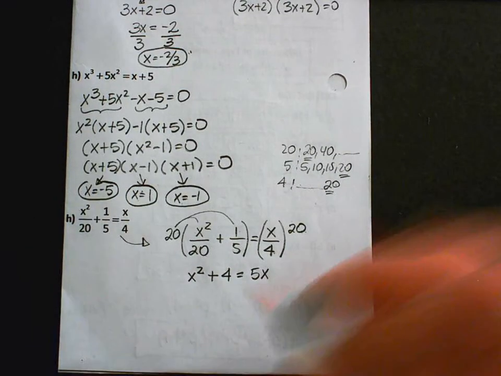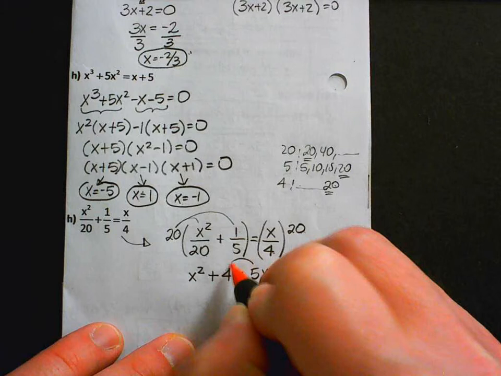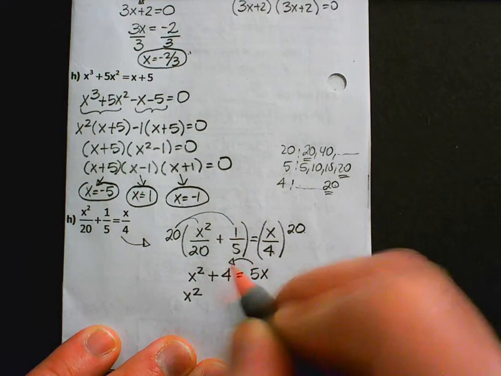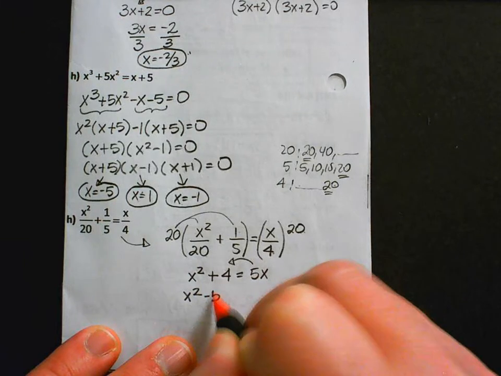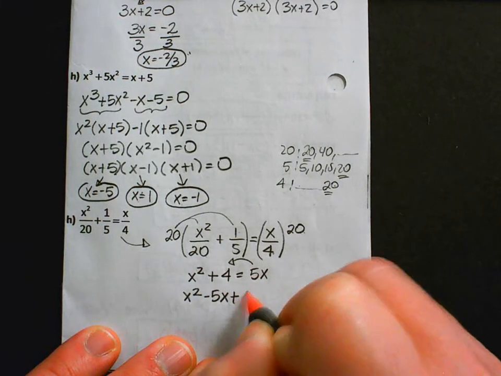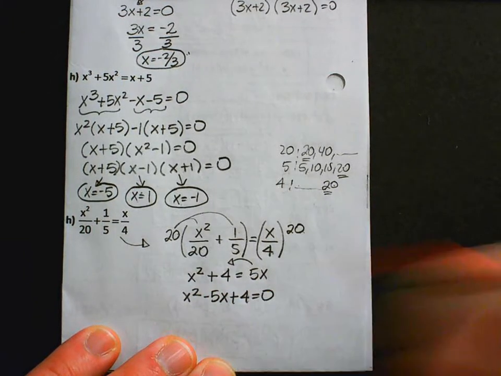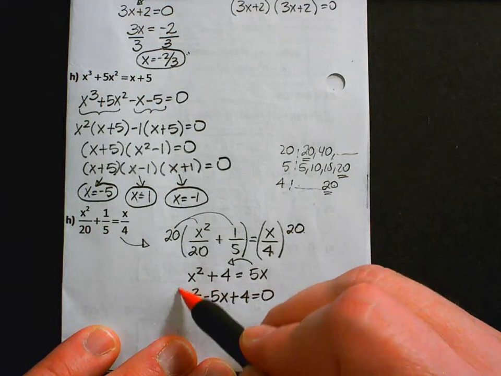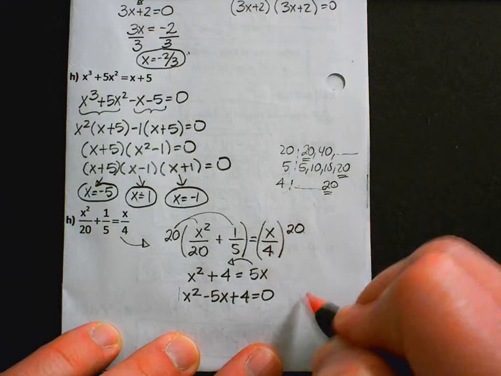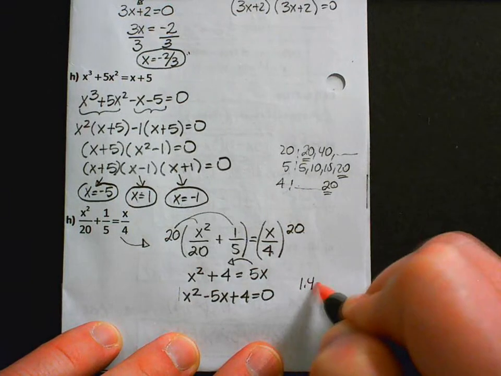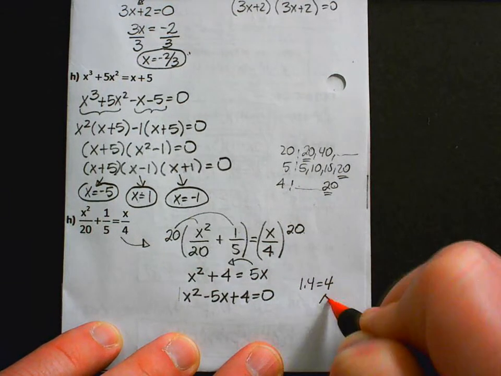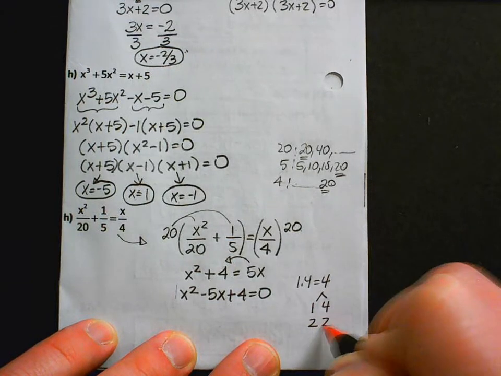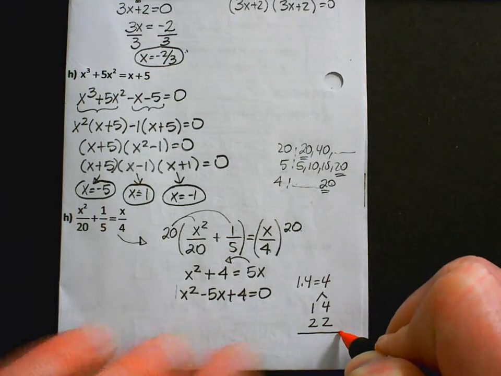All I have now is a very simple equation where I just need to get the 0 on one side. So I'm going to move the 5x to the other side. And the 5x should go in the middle, so it'll be x squared minus 5x plus 4. And then I need to factor. So how do I factor? There's an invisible 1. 1 times 4 is 4. What numbers give me 4? 1 and 4, 2 and 2.